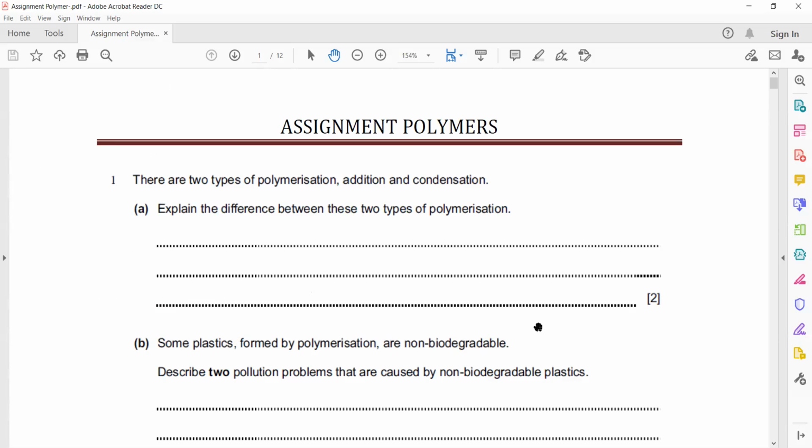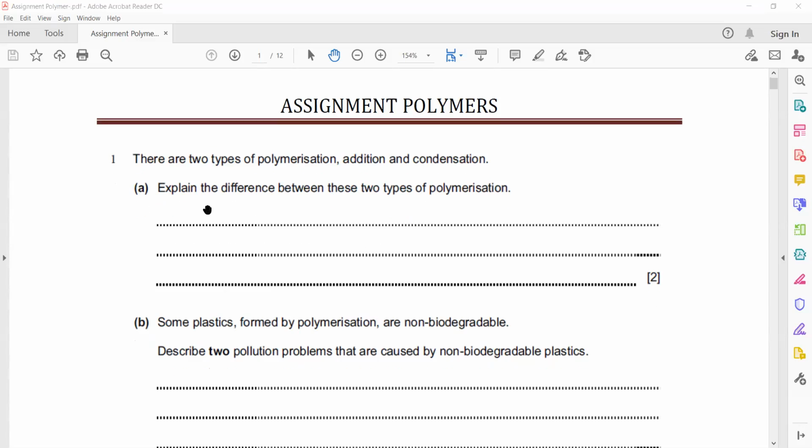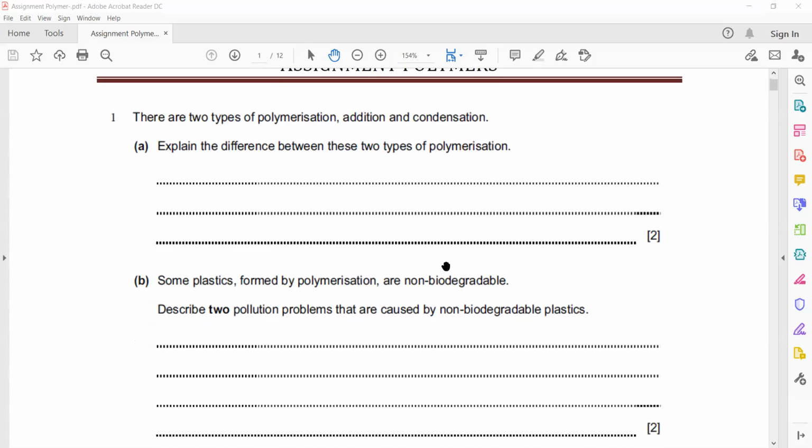Now some questions related to the polymers, polymerization. There are two types of polymerization, addition and condensation. Explain the difference between the two types of polymerization. So what is the difference between addition and condensation polymerization? In addition polymerization, only one product is formed. But in condensation polymerization, it will form a polymer and water.